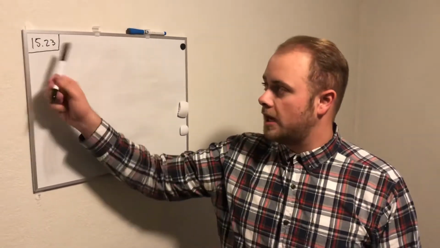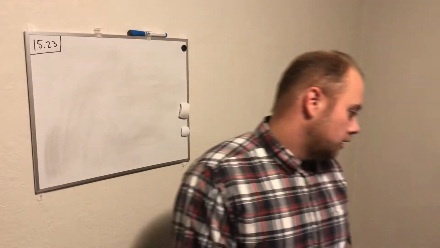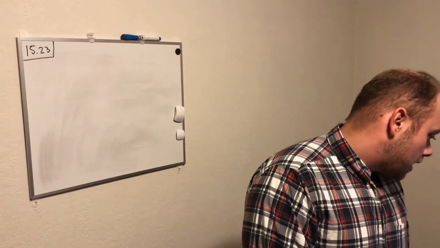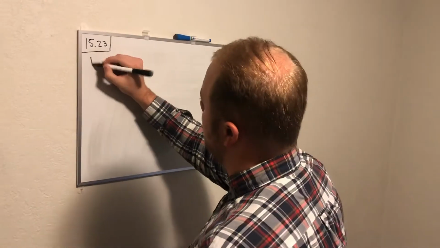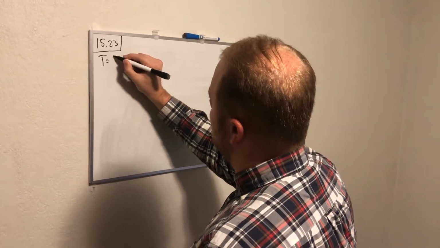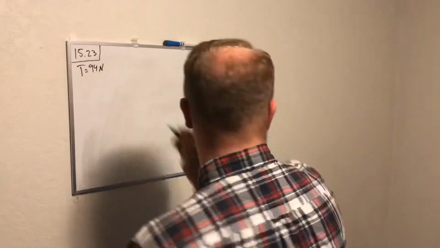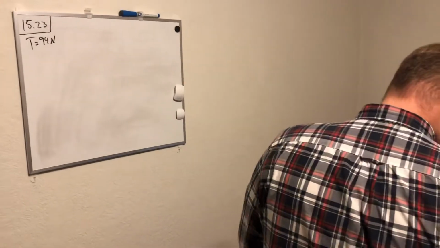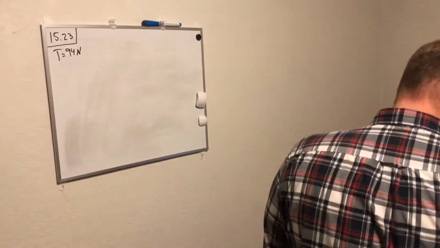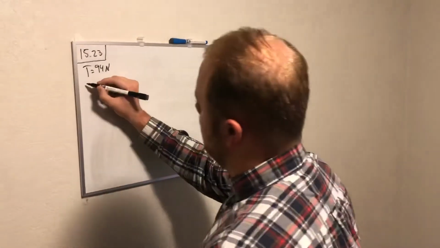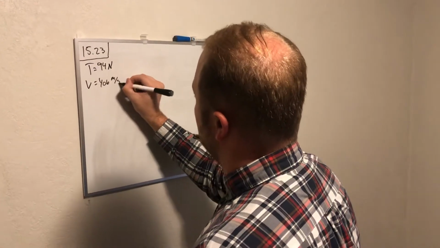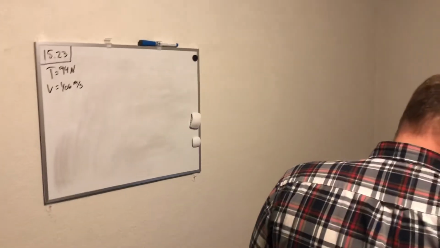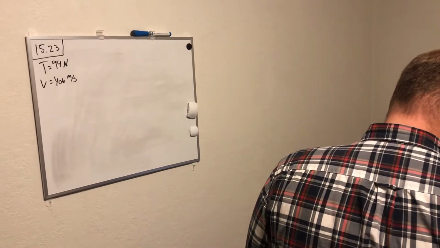So this is a problem from chapter 15, number 23. This problem says a horizontal wire is stretched with a tension of 94 newtons. Let's write those down as we go. Tension equals 94 newtons, and the speed of the transverse waves for the wire is 406 meters per second. That's our velocity.